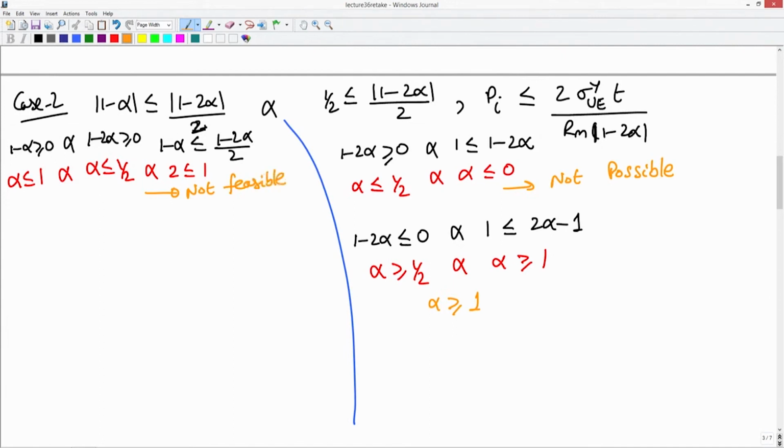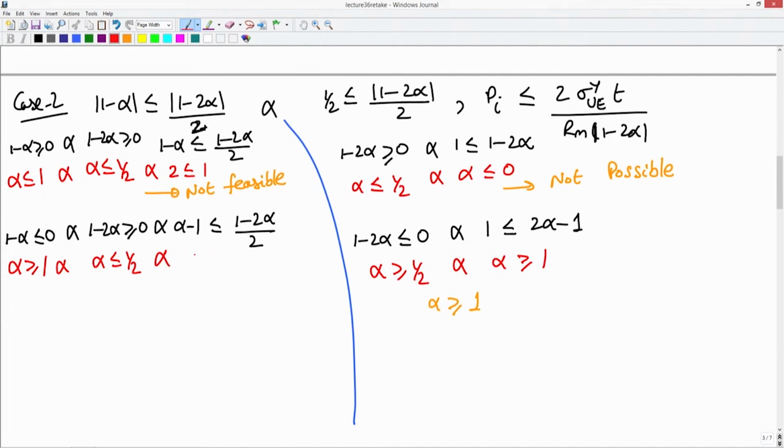Next, let us look at the next condition where 1 minus alpha is less than or equal to 0 and 1 minus 2 alpha is greater than or equal to 0, in which case absolute value of 1 minus alpha would be positive for alpha minus 1. And this should be less than or equal to (1 minus 2 alpha) divided by 2. This is again positive because 1 minus 2 alpha is positive. Now, what is the condition you get? You get alpha must be greater than or equal to 1, and alpha must be less than or equal to half and alpha must be less than or equal to 3 by 4.